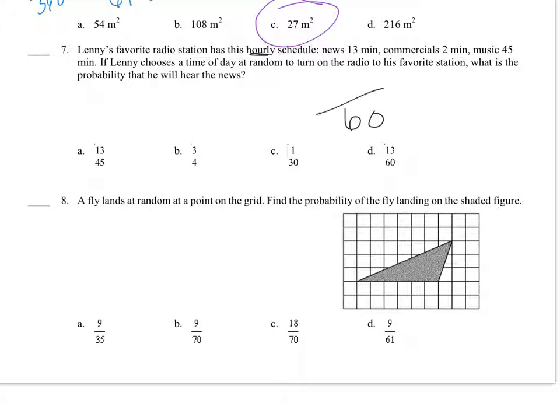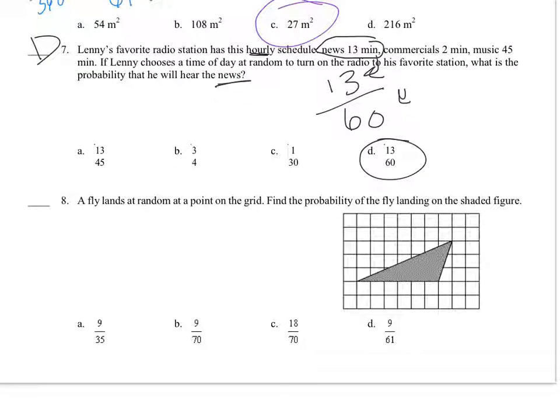That's my total. Probability that you're going to turn on and hear the news. Well, news is 13 minutes. So when you're doing probability, it's your intended outcome, news, over the total, which is 60. So 13 over 60.